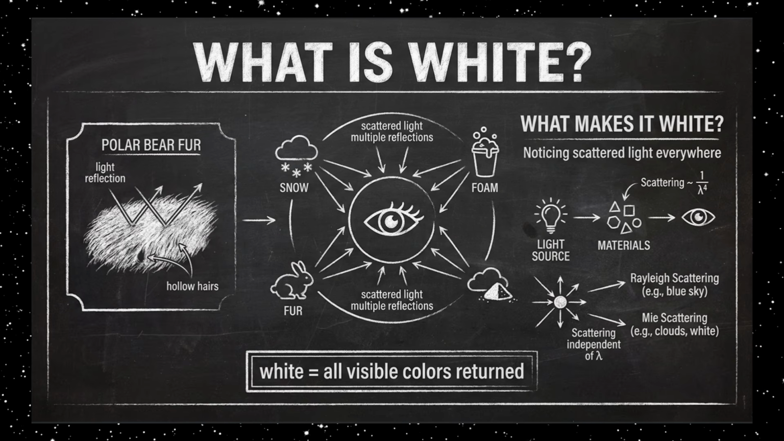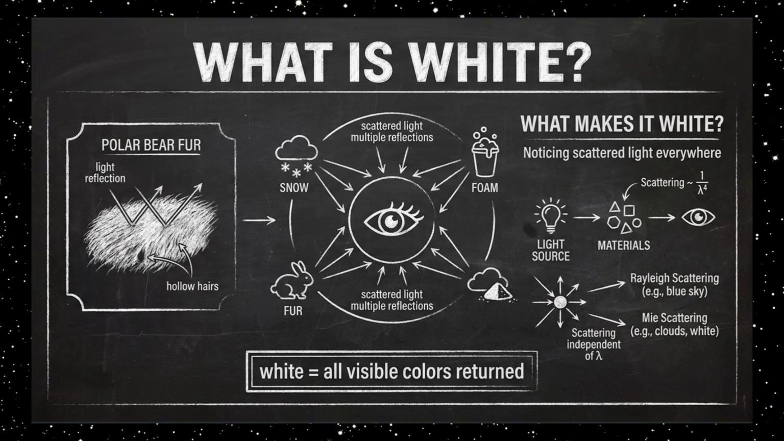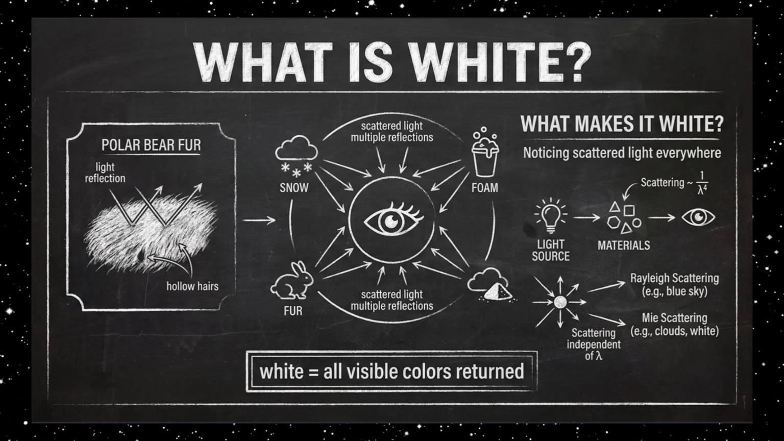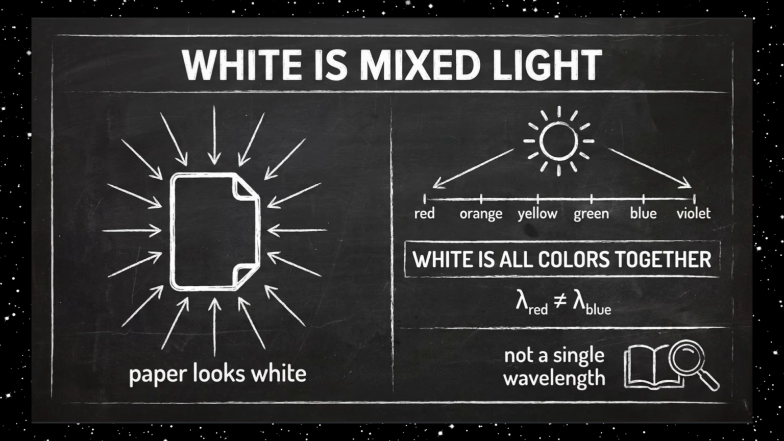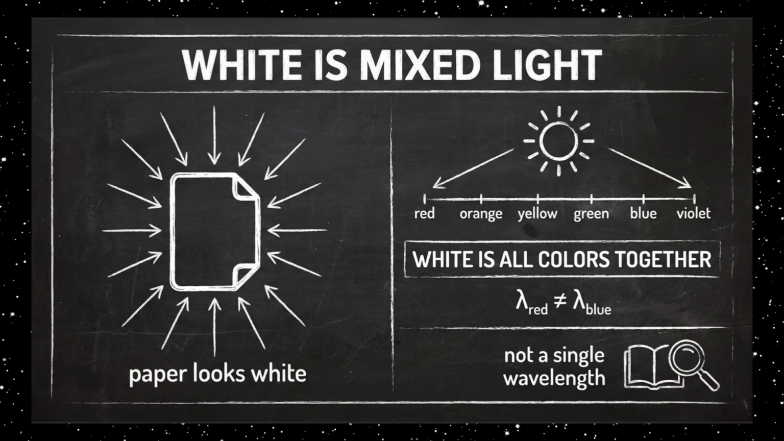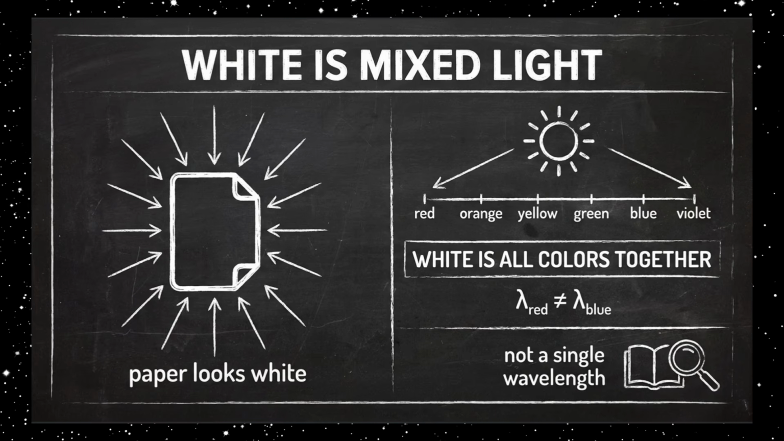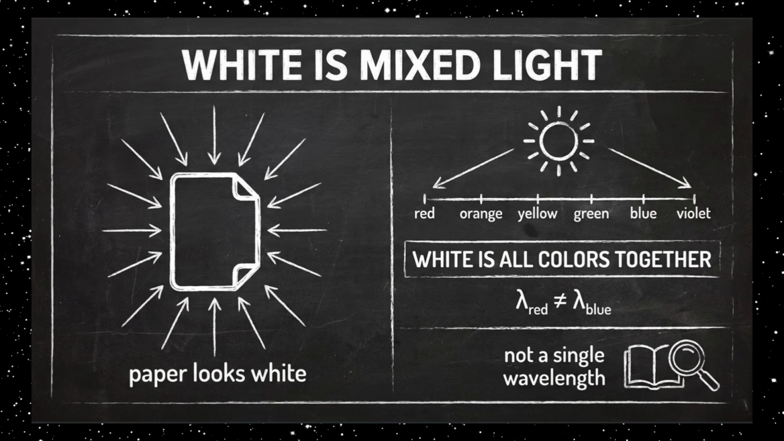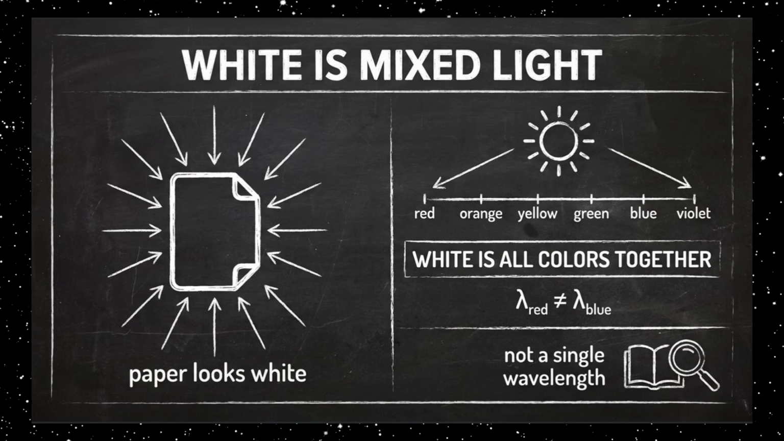So let me ask you the obvious starter question. What does it mean for something to be white? Forget snow for a minute. Just think about white. Take a piece of paper. Why is it white? White is not really a color, you know. Not in the same way that red or blue or green are colors. Red light has a specific wavelength. Blue light has a specific wavelength.